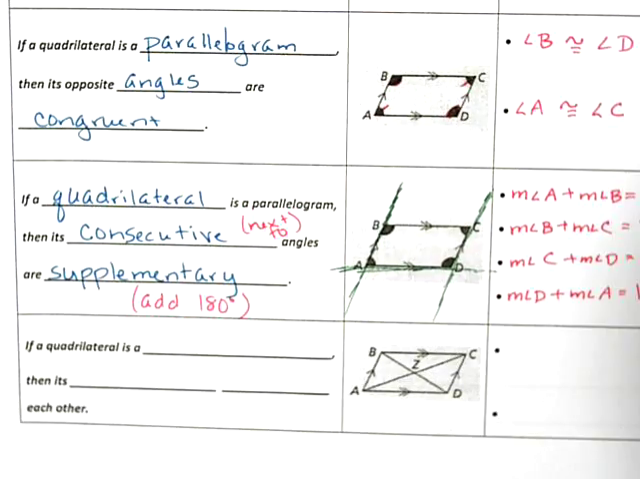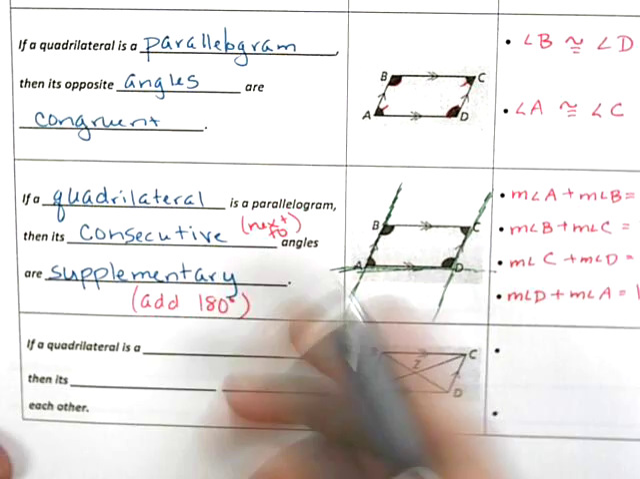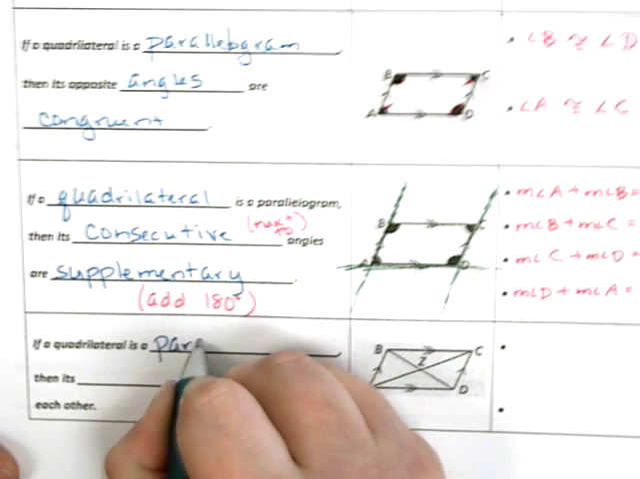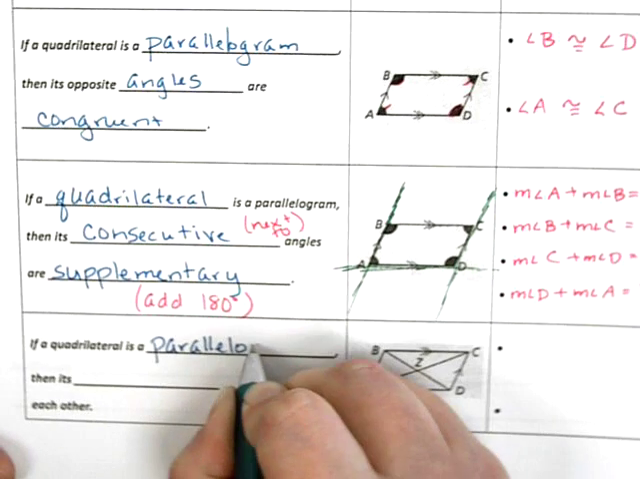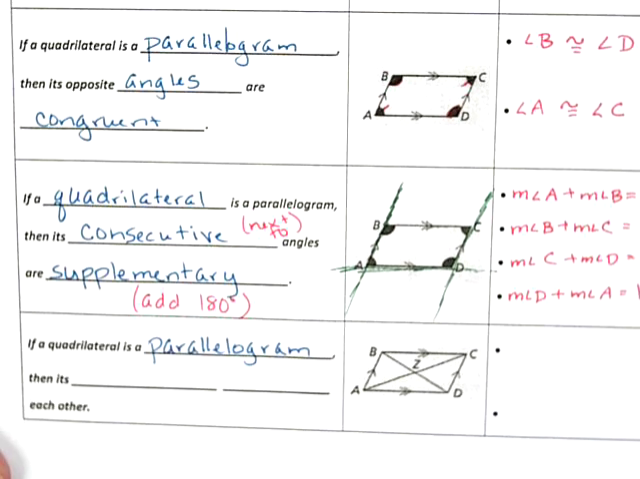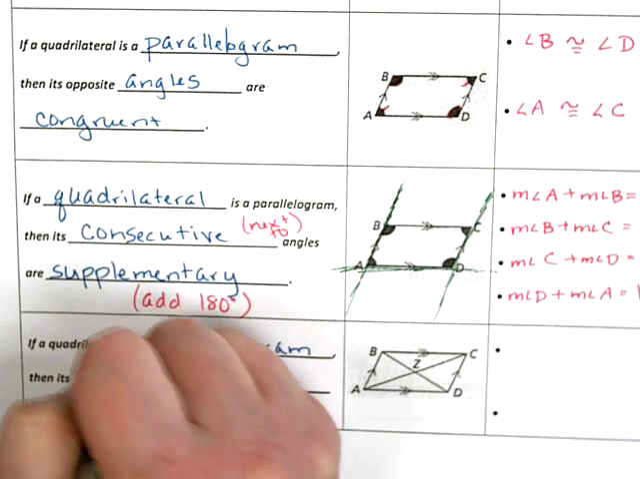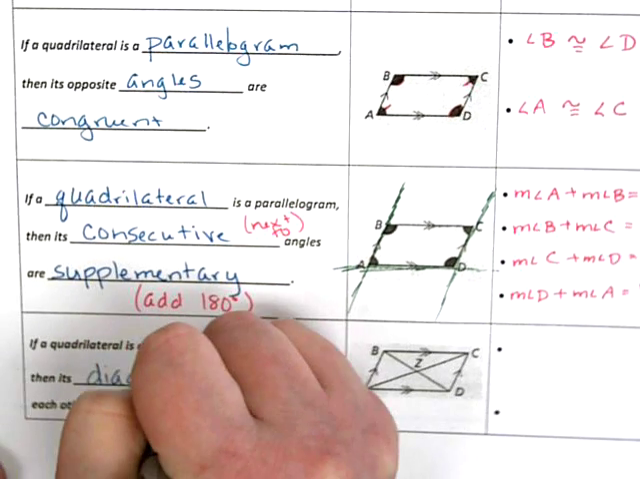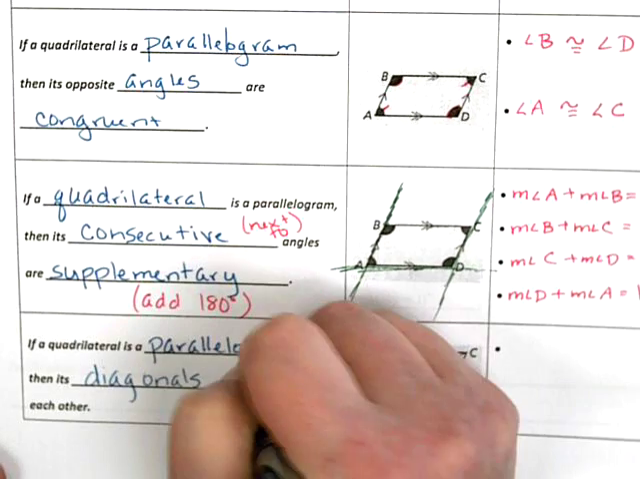Okay, one more theorem we have to talk about. If a quadrilateral is a parallelogram, hey, look, I spelled it right this time, guys. If a quadrilateral is a parallelogram, then its diagonals bisect each other.